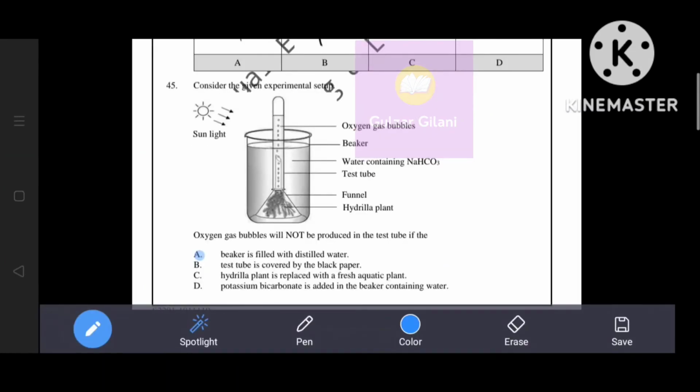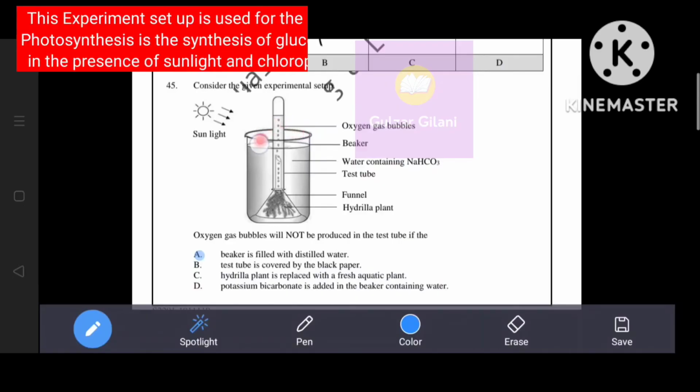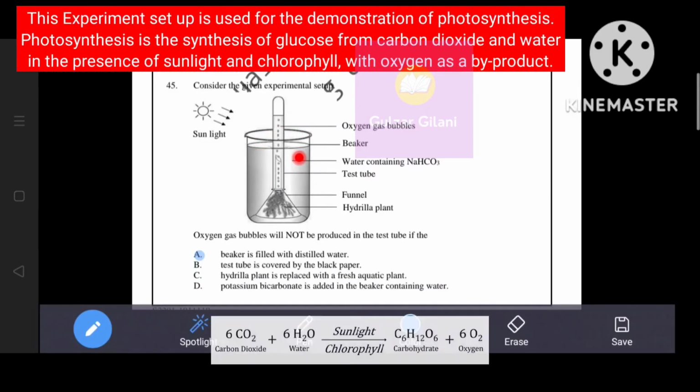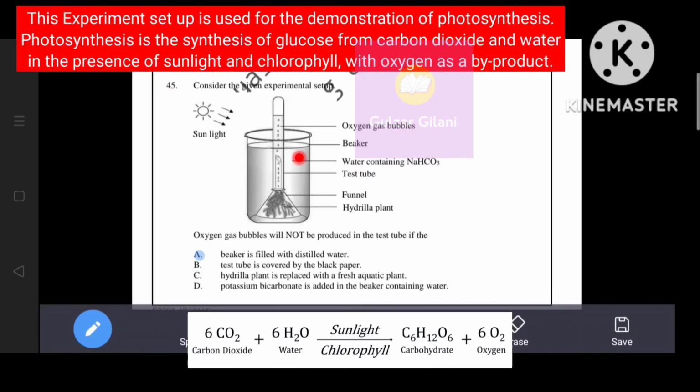नेक्स्ट क्वेश्चन. कंसीडर द गिवन एक्सपेरिमेंटल सेटअप. Oxygen gas bubbles will not be produced in the test tube if the, as you know, we use this experimental setup for the demonstration of photosynthesis. As you know, photosynthesis is the synthesis of glucose from carbon dioxide and water in the presence of sunlight and chlorophyll with oxygen as a byproduct.